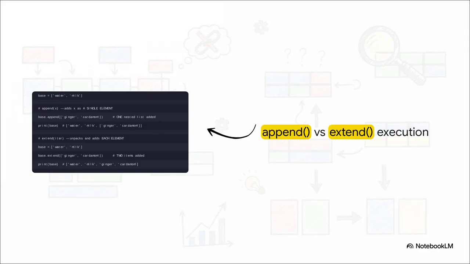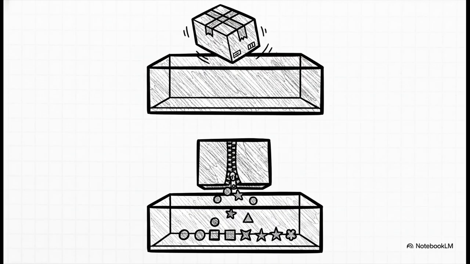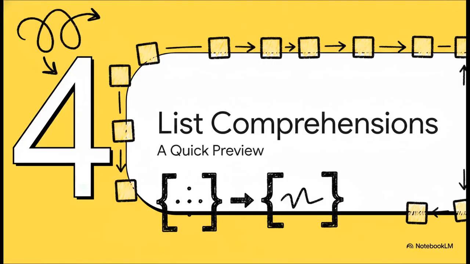Let's say you're making a recipe. We have a base list of water and milk, and we want to add ginger and cardamom. Appending that new list takes the whole package and just shoves it in as one single chunky item. Boom, you've got a nested block. But extending unpacks everything. It opens up that new list and adds ginger and cardamom as separate individual items perfectly side by side with water and milk. So, if you want a reliable rule of thumb, here it is. If you want to add just one single entity, even if that entity is a whole list itself, use append. But if you want to unpack multiple items from an iterable into your base list so they sit completely flat, you use extend.